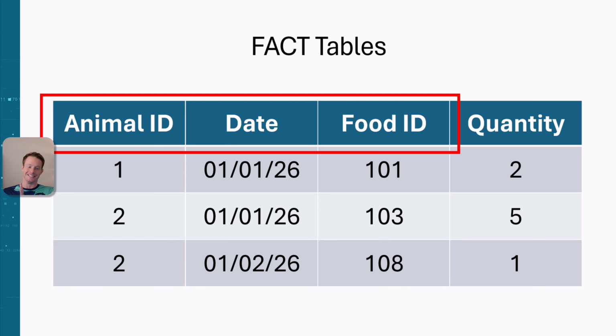Remember, date in a fact table is also a foreign key, right? Even though it looks like a date and looks like a value, this is a foreign key off to the date table. So for this fact table, we could say the grain is the animal ID by the date by the food ID, which makes sense, because what we're doing is counting the quantity of a type of food given to a certain animal on a certain date. This makes sense.